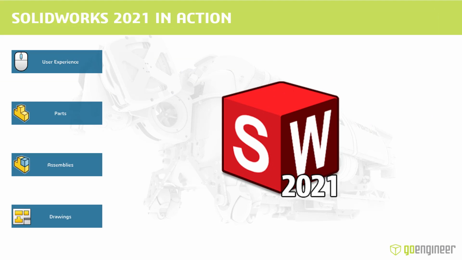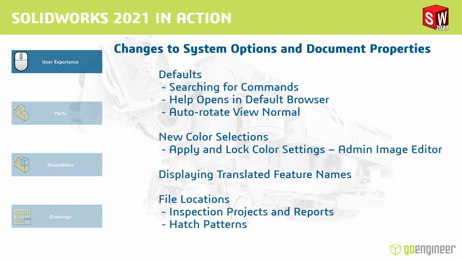So let's take a look at some of the SOLIDWORKS fundamentals. Some of the changes to the system options and document properties include the defaults, color selections, translated feature names, and file locations. Some of them are pretty subtle though, so let's take a deeper dive.